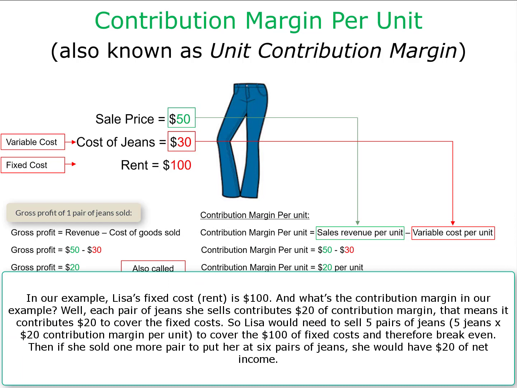In our example, Lisa's fixed cost, rent, is $100. And what's the contribution margin in our example? Well, each pair of jeans she sells contributes $20 of contribution margin. That means 1 pair of jeans contributes $20 to cover the fixed costs, which are $100. So Lisa would need to sell 5 pairs of jeans, 5 jeans times $20 contribution margin per unit, to cover the $100 of fixed costs and therefore break even. Then, if she sold 1 more pair of jeans to put her at 6 pairs of jeans, she would have $20 of net income.